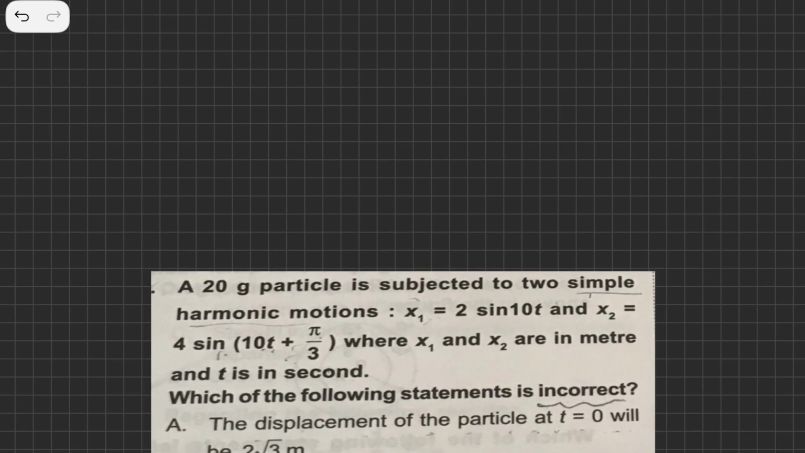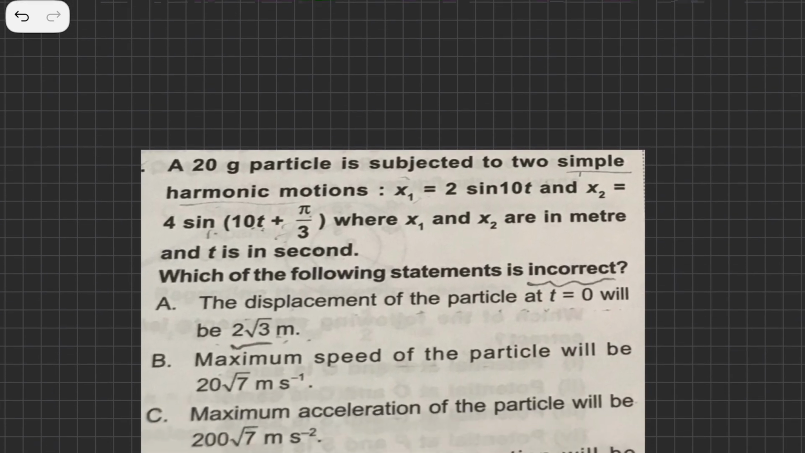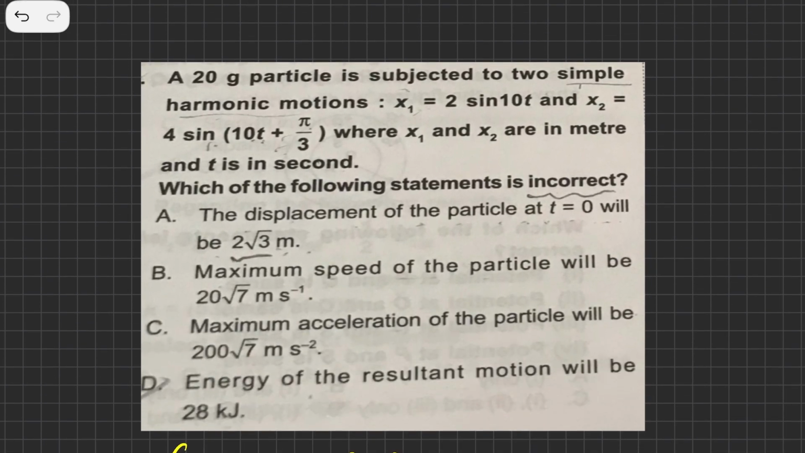This is one of the doubt solving sessions wherein one of my students has asked this doubt. You can pause the video and go through the question. There are three data given: mass is given, there are two equations, and they have asked us to find out the incorrect statement. So we are supposed to find out the wrong statement out of all these four.